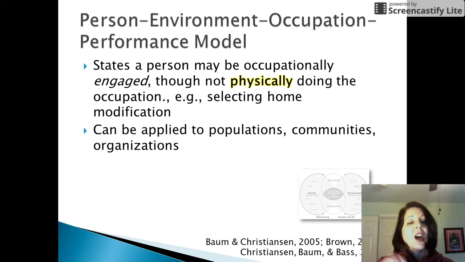But they are the ones who are physically engaged in the game. And as a spectator, I'm not playing the game, but I'm engaged in it. So that's one example of how you can be occupationally engaged even though you're not physically doing the occupation.